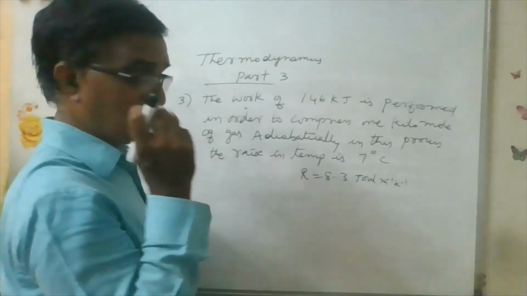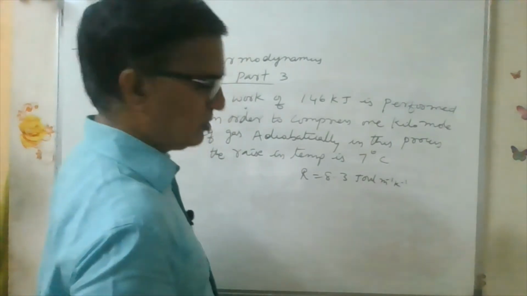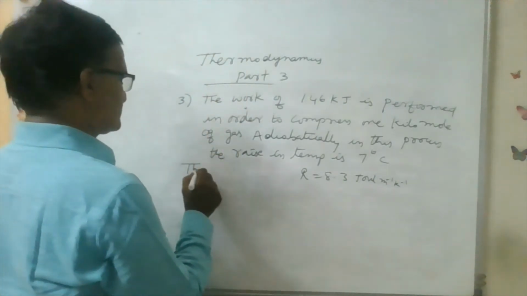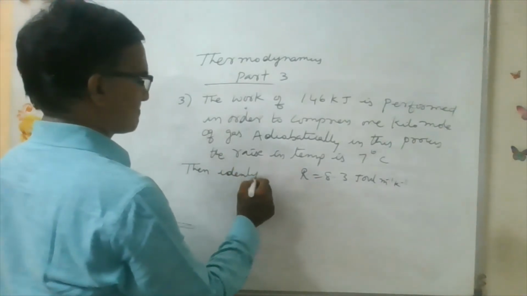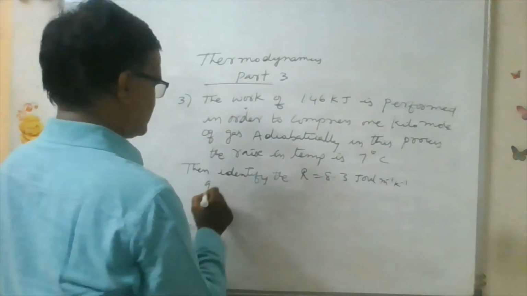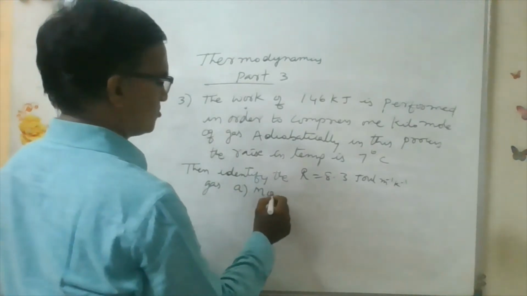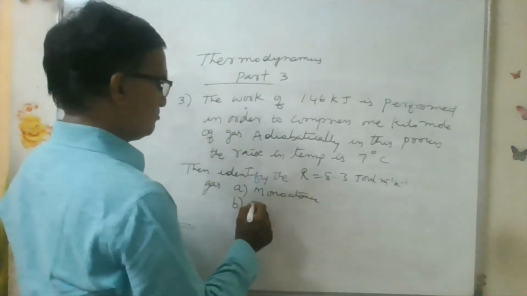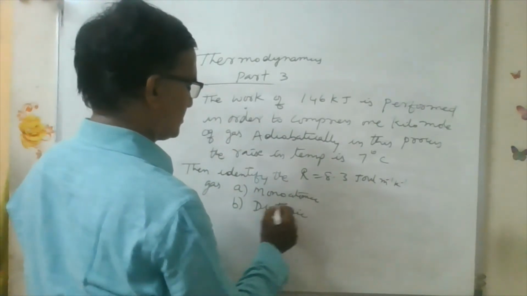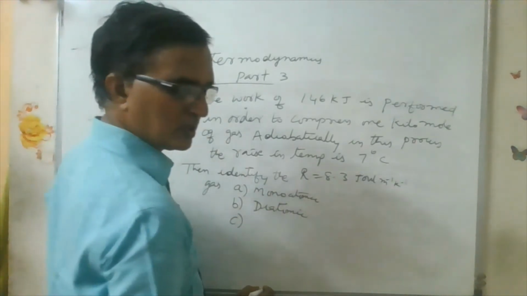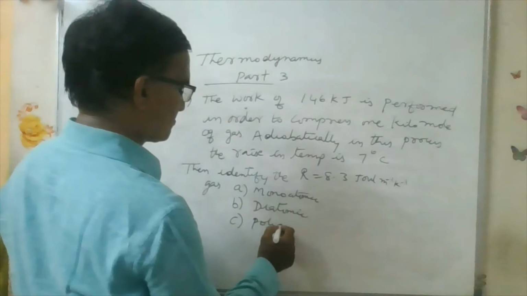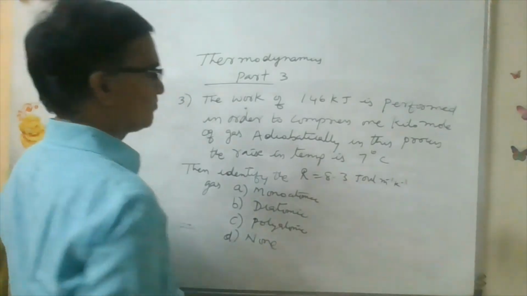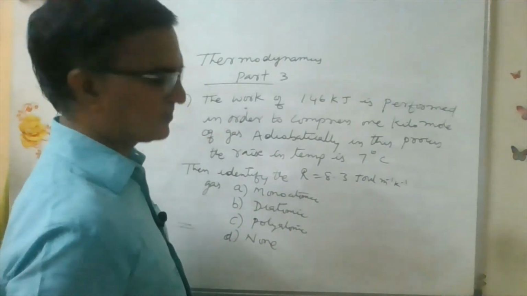Okay. Now here, you have to identify the gas. A, monoatomic. B, diatomic. C, polyatomic. D, none. So you need to calculate which gas it is.